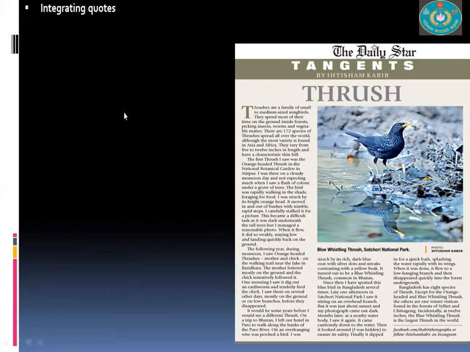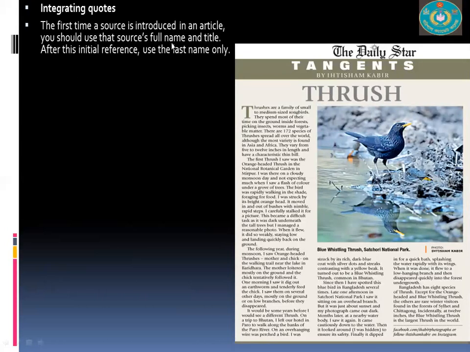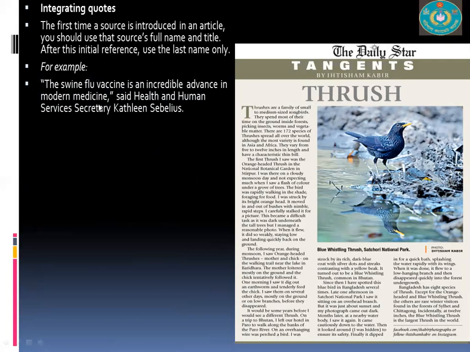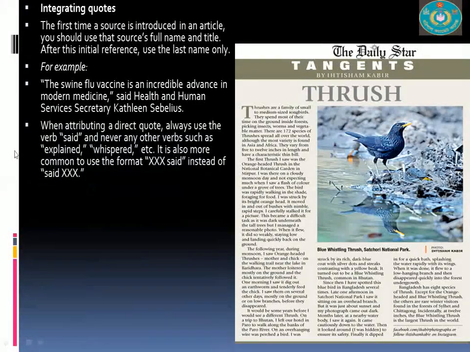Now, integrating quotes. The first time a source is introduced in an article, you should use that source's full name and title. After this initial reference, use the last name only. For example, the swine flu vaccine is an incredible advance in modern medicine, said Health and Human Services Secretary Kathleen Sebelius. When attributing a direct quote, always use the verb said and never any other verbs such as explained, whispered, etc. It is also more common to use the format triple X said instead of said triple X.